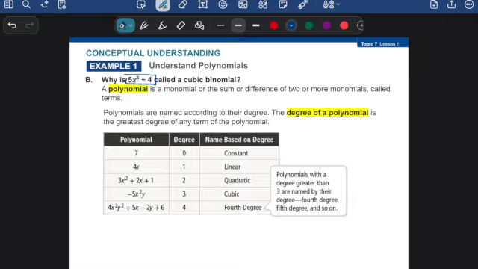So here's a table to help you out. Again, these are a lot of new terms, a lot of new vocabulary words, but you can learn them. Just remember, polynomial is just algebraic expressions with more than one term, okay?